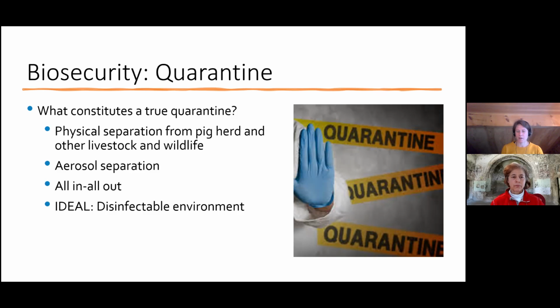However, if you had a barn that was not densely stocked and had really good ventilation, you could possibly achieve good aerosol separation if they were on other sides of the barn. The best case scenario would be to have maybe one group of pigs remote from the other if they're going to be outside, or have one group inside, one group outside, keeping in mind that the quarantine is a temporary living facility. A really important concept of quarantine is all-in, all-out management.